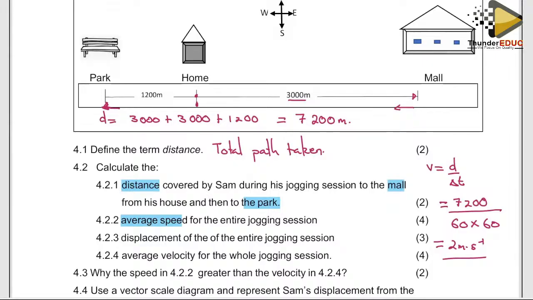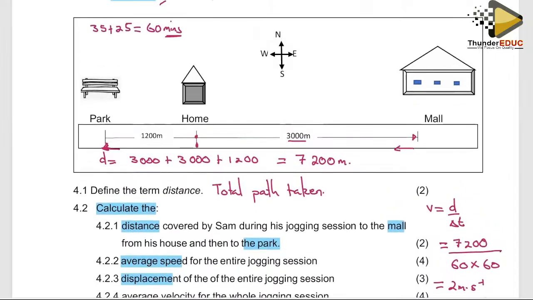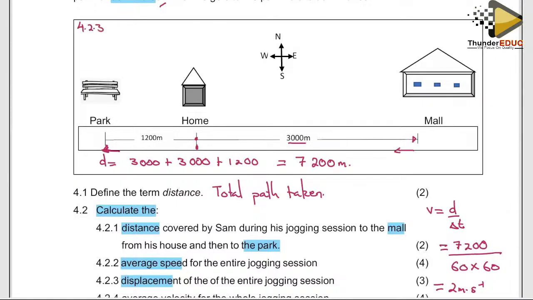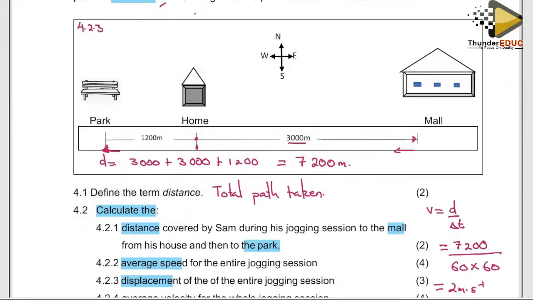Then we proceed to question 4.2.3, which says calculate the displacement of the entire jogging session. Remember, displacement is a vector quantity, so allow me to erase the top part. If it's a vector quantity, it has both magnitude and direction. So this is for 4.2.3. Let me change color. We're looking for our displacement, which is the same as delta x.